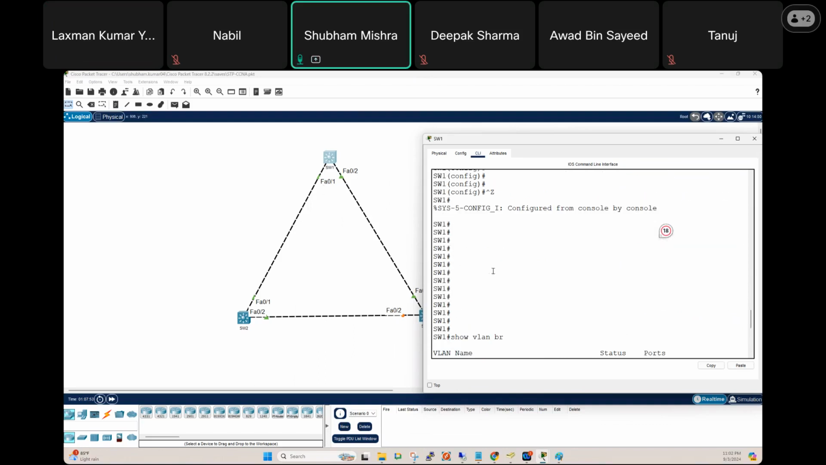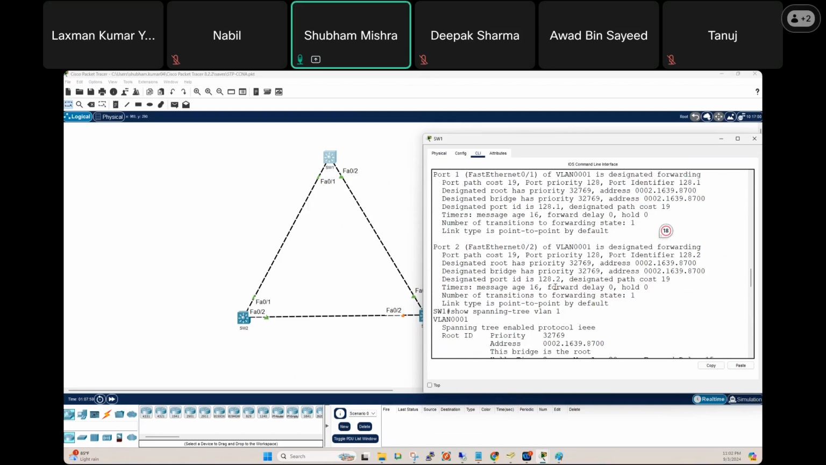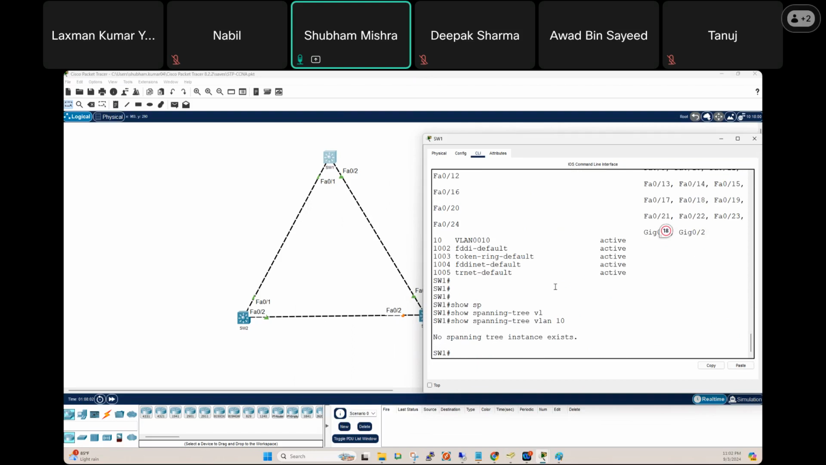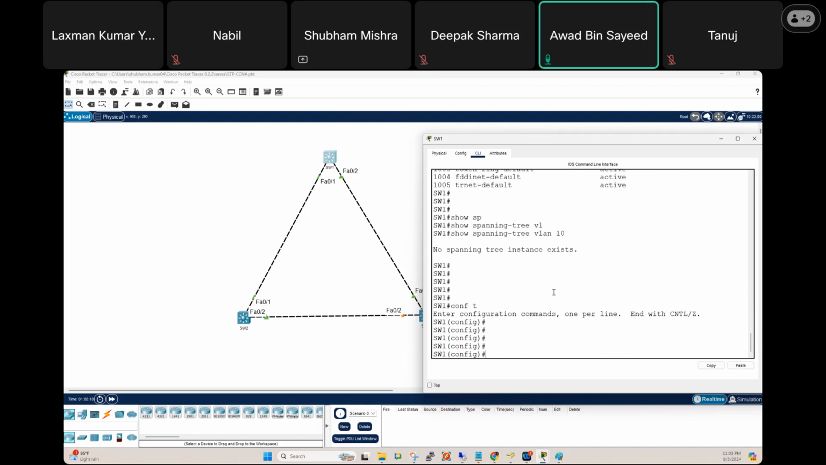Clear? So that is called root. These are the details. I hope now you understand very well. System ID, clear? What is extended system ID? By default, extended system ID is enabled. Yes, we can disable it.